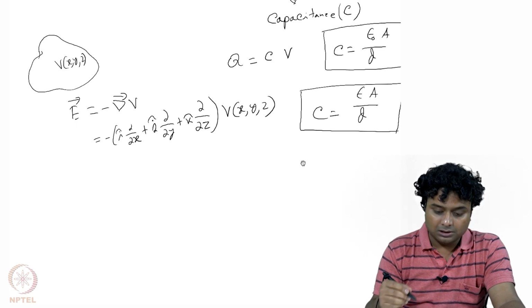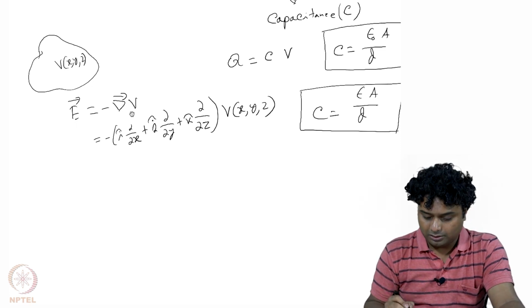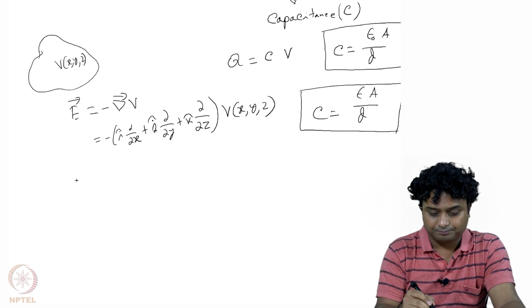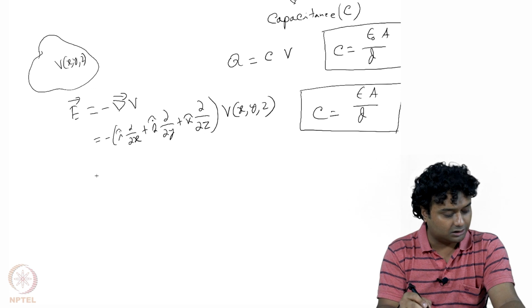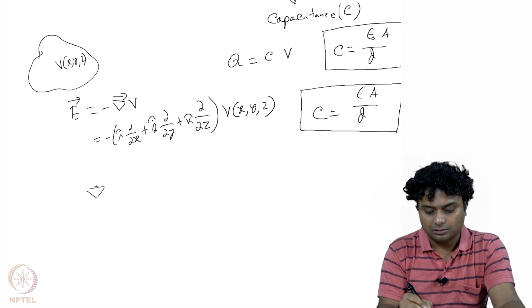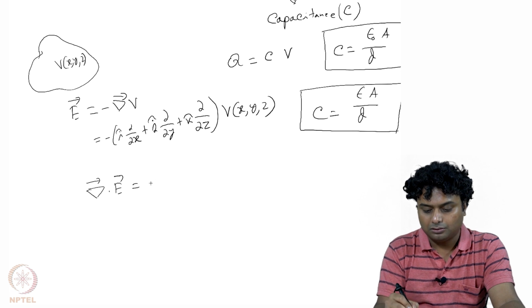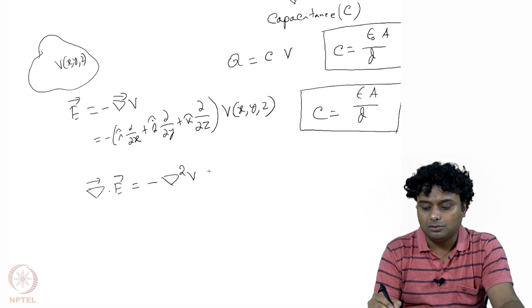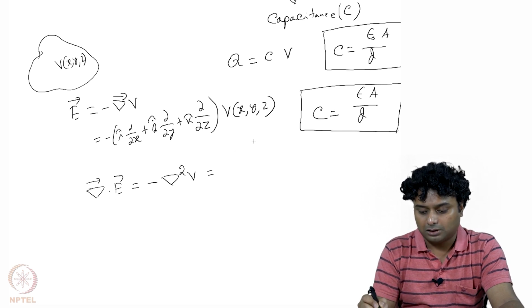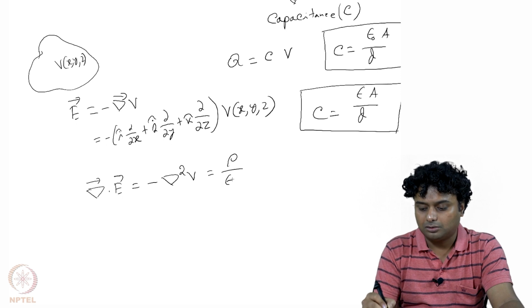And in this equation, if we take E equal to minus grad V and apply another first derivative, then we will get divergence of E is equal to minus del square V, right. And divergence of E, as we have seen earlier from Gauss's law, is equal to rho by epsilon, correct.